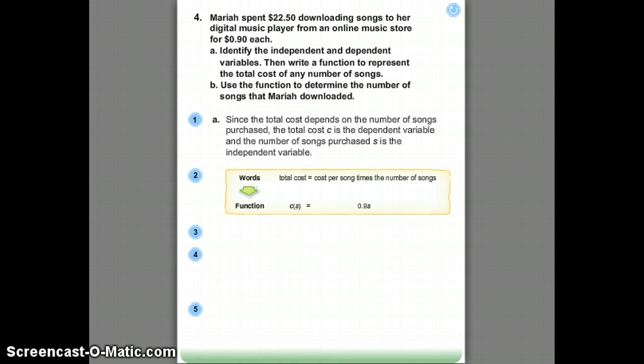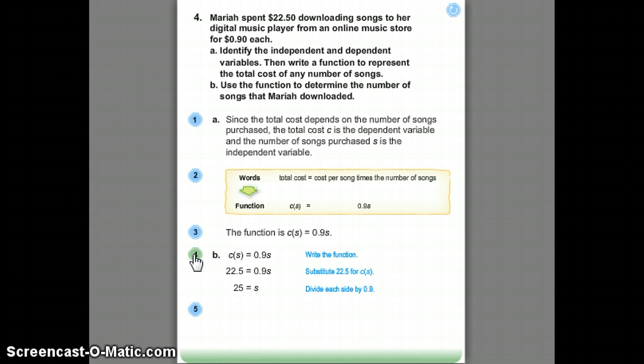Many of you probably right away were thinking, I just need to take 90 cents, or 9/10, times the number of songs, and that's going to give me the 22.50. So this would be my function rule: C of S equals 9/10 S, or 90/100 S. You could have put that 0 at the end. So here's our function. C of S equals 9/10 S.